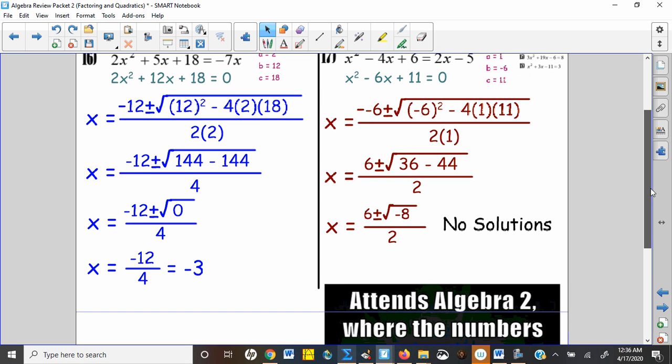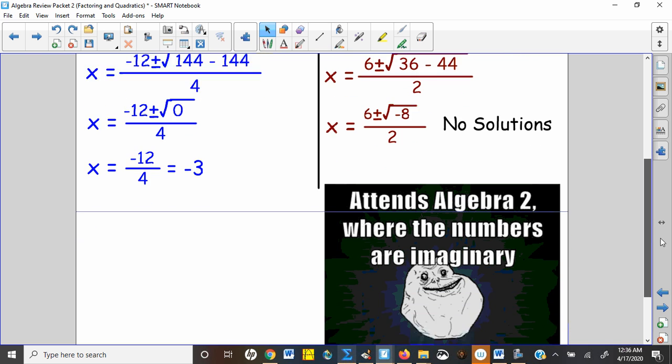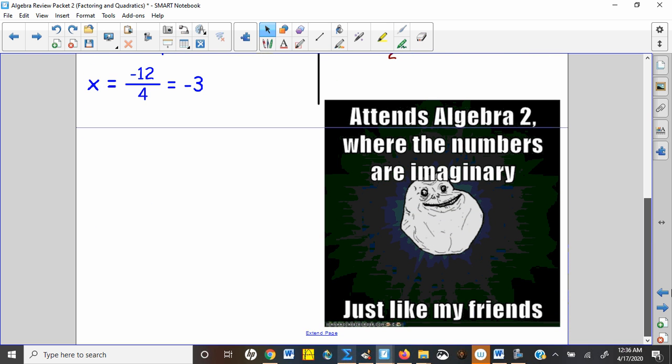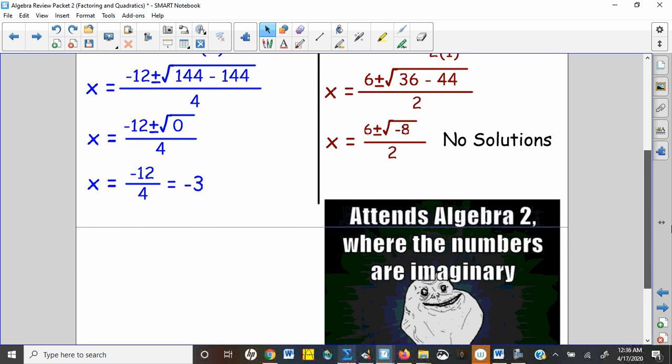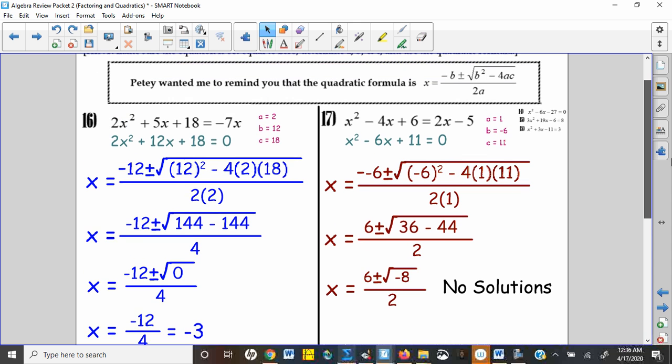10 is algebra 2, where the numbers are imaginary. Just like my friends. Oh, that's pretty funny.